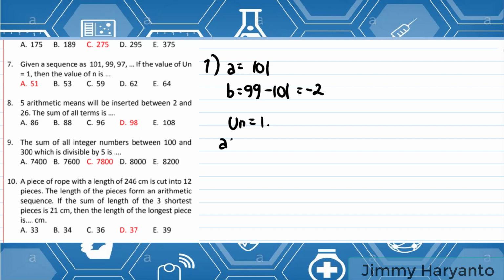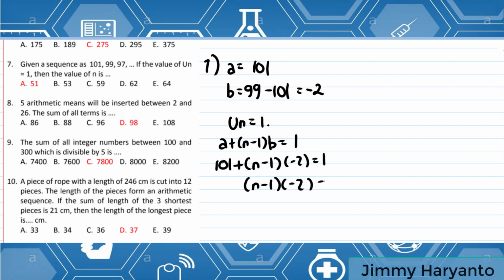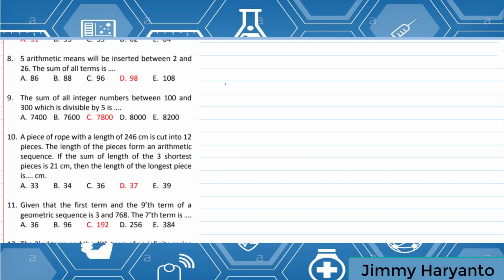Okay. The formula is a plus (n minus 1) times b equals 1. a is 101 plus, we don't know n yet, b is negative 2, equals 1. Move the 101, (n minus 1) times negative 2 equals negative 100. Divide by negative 2, I will get n minus 1 equals 50, n equals 51. There you go, we have n. The value of n is 51, so the answer will be 51.